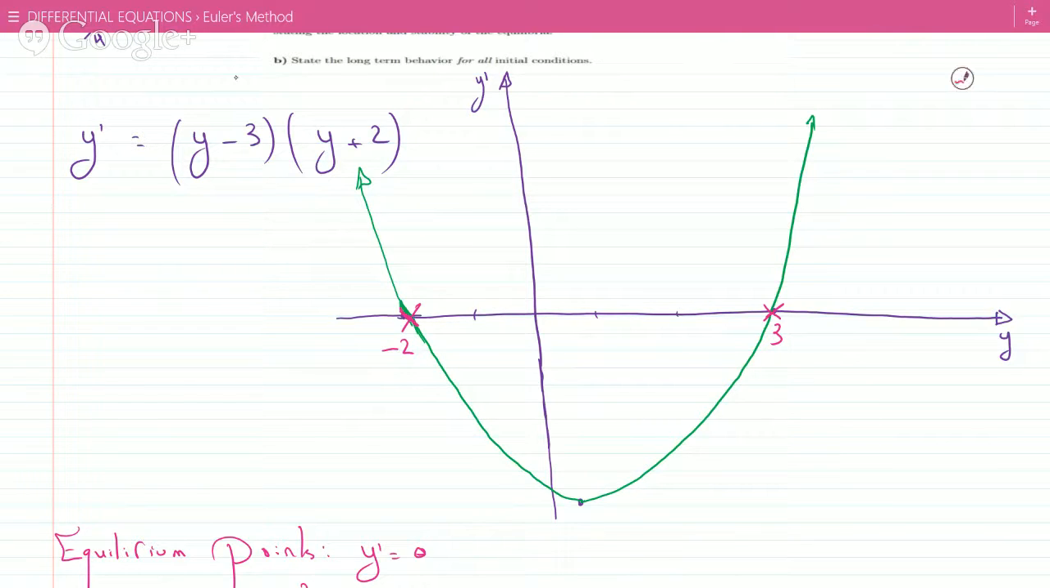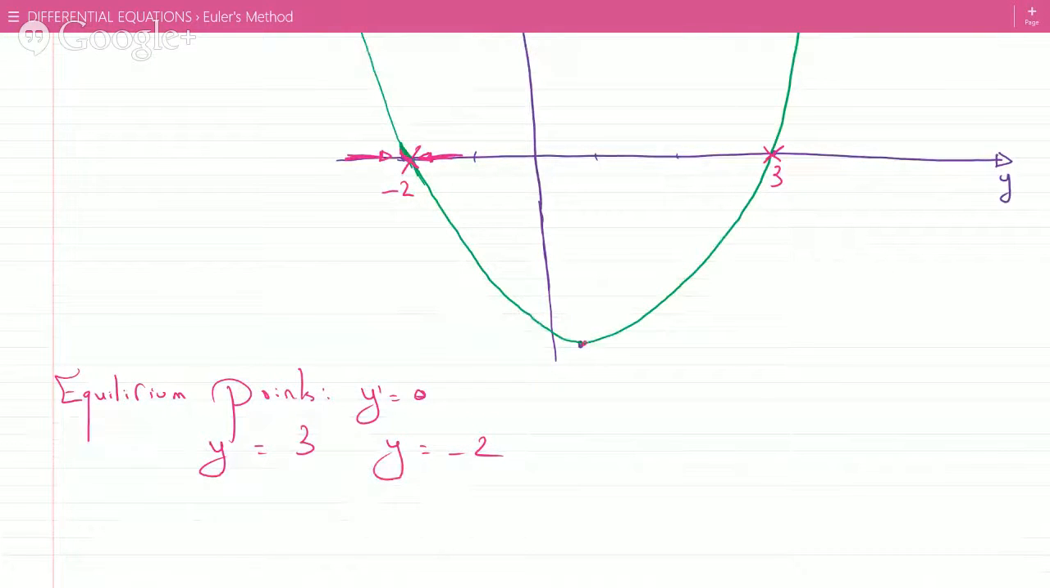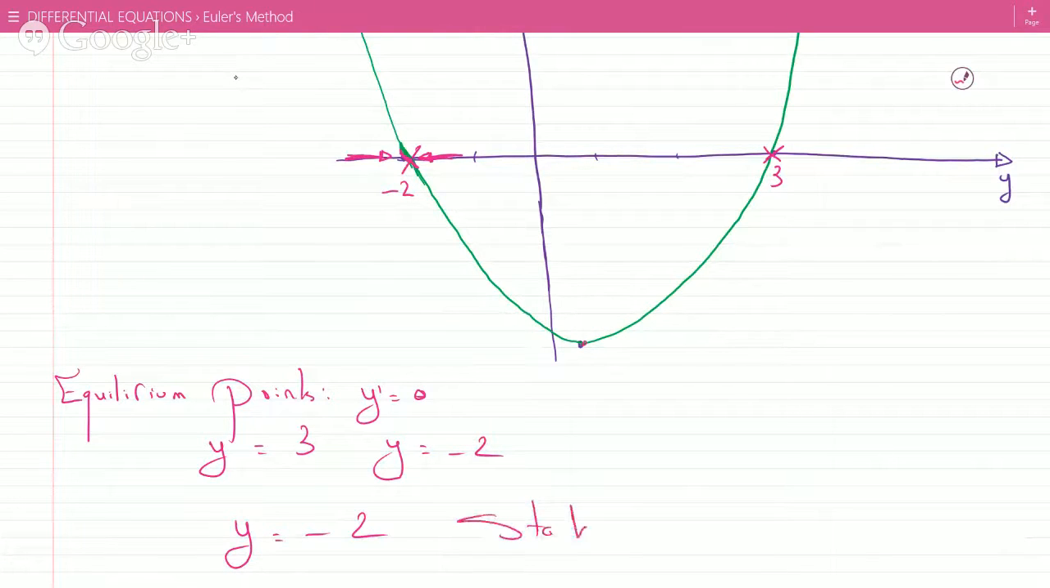So technically at -2, before the -2, it's positive, right? It's slowing down, so that means here it's coming towards it. It decreases, and it's also decreasing below it, so it's also coming towards it. So -2 looks to be a stable equilibrium point.